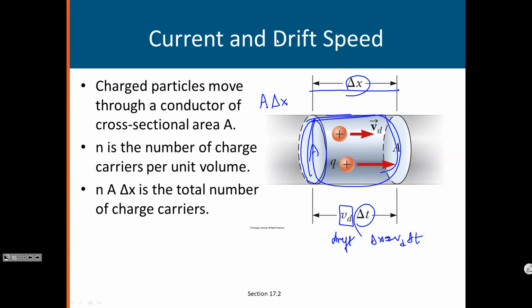Now, let's say N is the number of charge carriers per unit volume. In this material, the density of charge carriers, that means the number of charge carriers per unit volume, is given by the letter N. So if I multiply that density by the volume, you will get the total number of charge carriers. That is fairly straightforward, right?